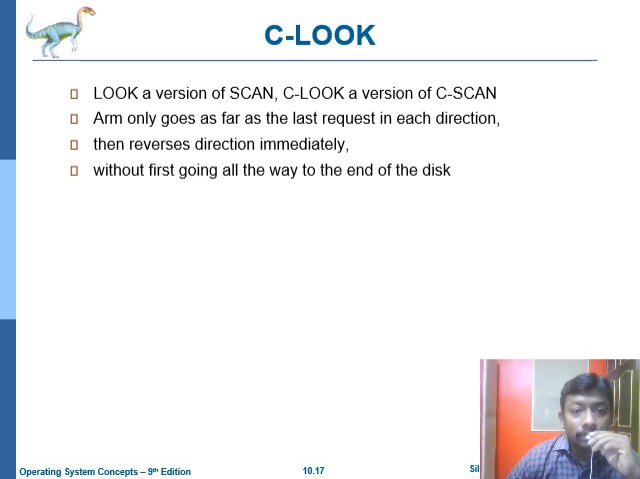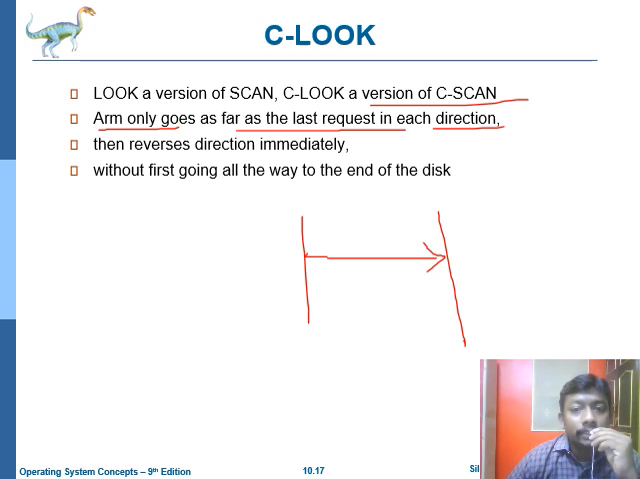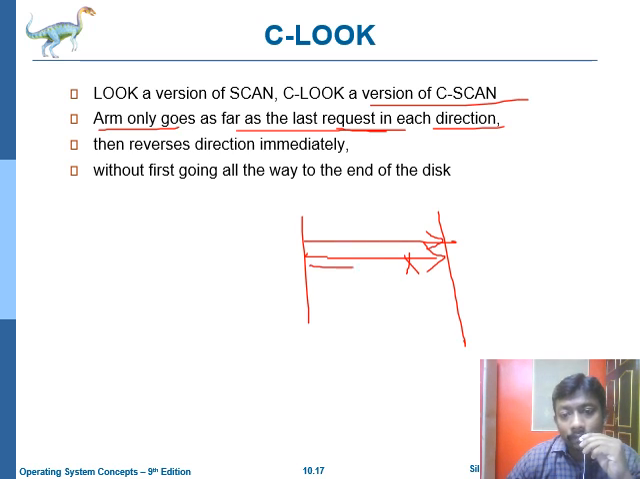So finally, C-LOOK, a version of the C-SCAN also. The arm only goes as far as the last request in the direction. In the previous method, we go from the start of the cylinder, the disk, towards the end of the cylinder. But in the case of C-LOOK, it only goes as far as the last request. Say, for example, if the request is here, it will not go to the end of the cylinder. It will only go to the last request.